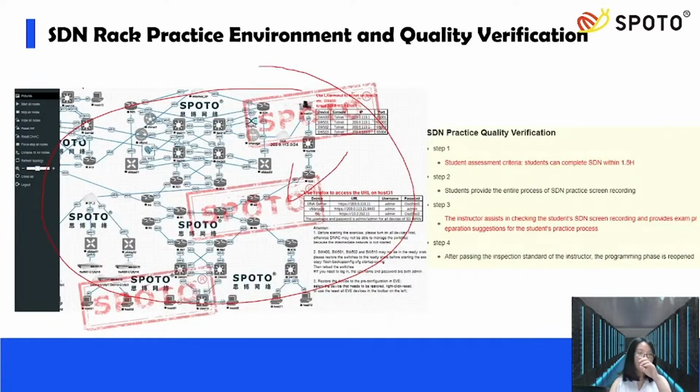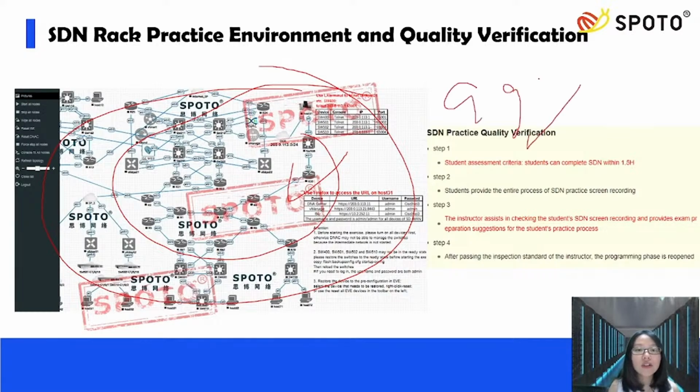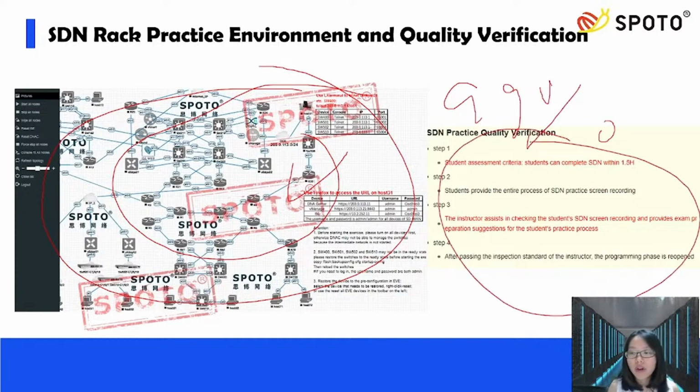Okay, and these are about our fusion practice environment, which is 99% identical to the test room. So you can plan your own practice time and adapt to the test room environment for practice in advance. And when you meet exam standards, we will help you review your practice process to ensure the quality of your practice. So the overall rig practice environment is very convenient, and the main environment is almost the same as the test room.